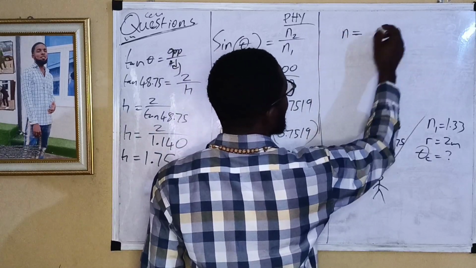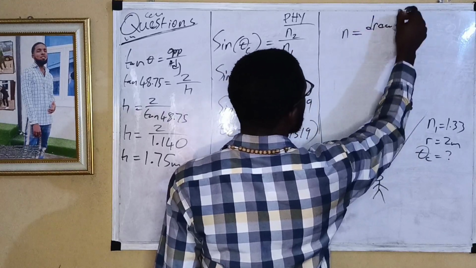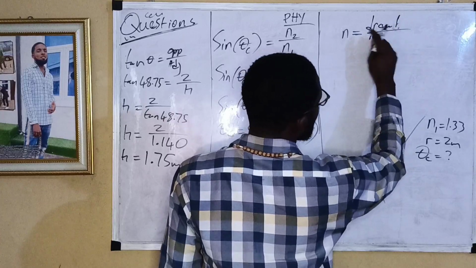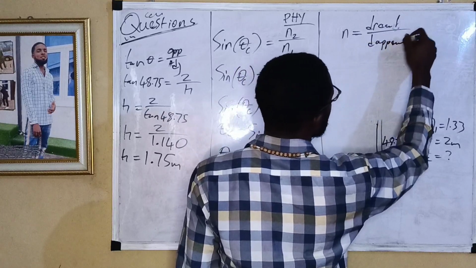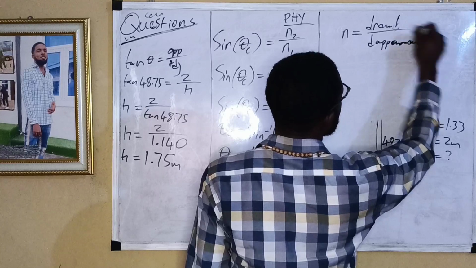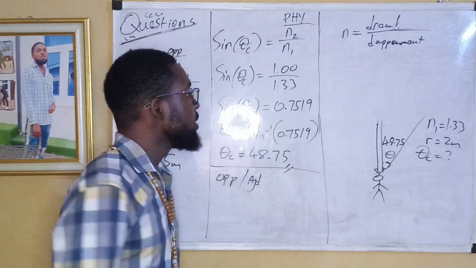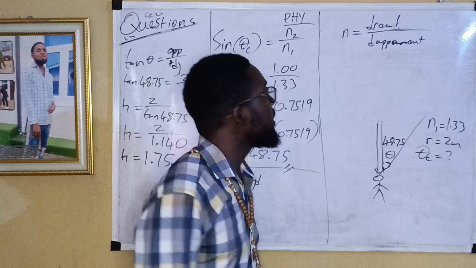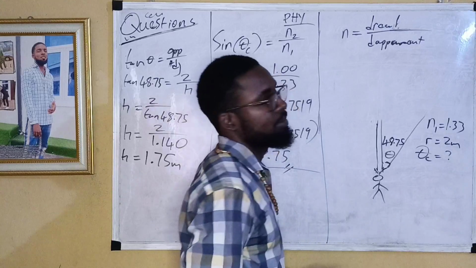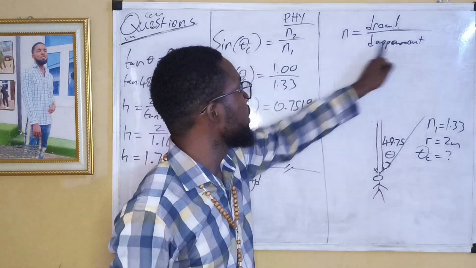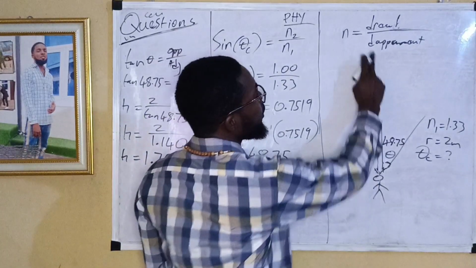Still using Snell's law. This is real depth over apparent depth. The real depth is the actual depth. The apparent depth is the one when viewed from outside. That's what we are looking for. This is the refractive index of water.